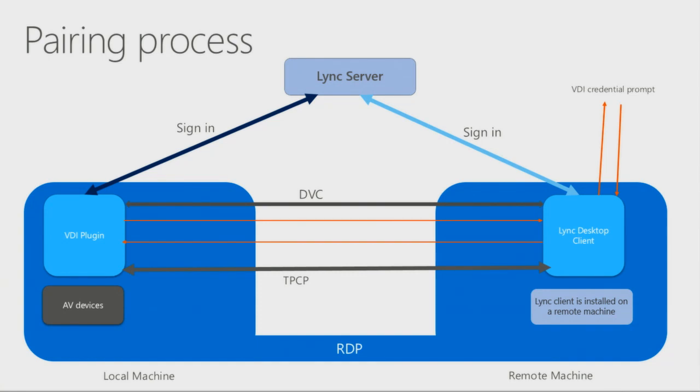It says here RDP, but will that work on PCoIP? So this example is just for RDP, but it can be RDP, it can be PC over IP, or it can be ICA, Citrix ICA. This is just to explain the overall pairing process. Any questions?